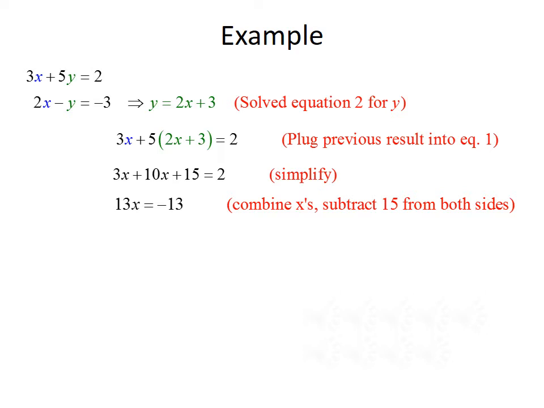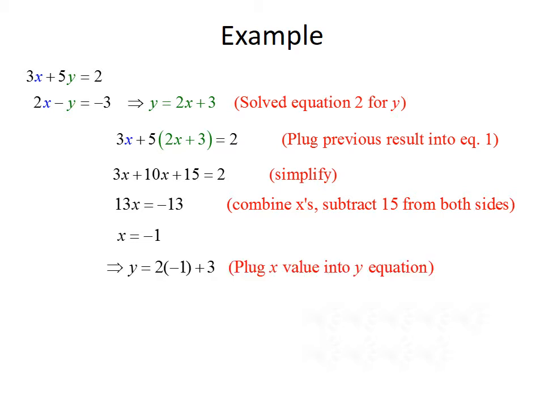And we can subtract 15 from both sides of the equation to get 13x equals negative 13. And if we divide both sides of the equation by 13, we'll get x equals negative 1. So we found the value of one of our variables.